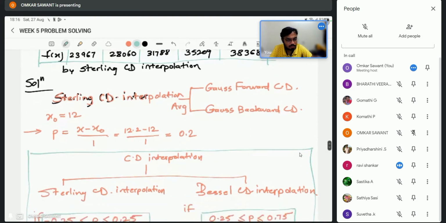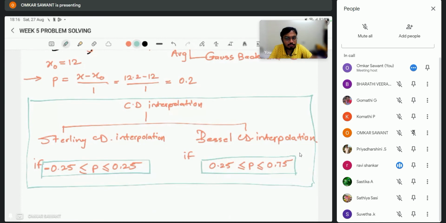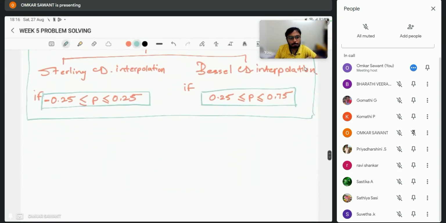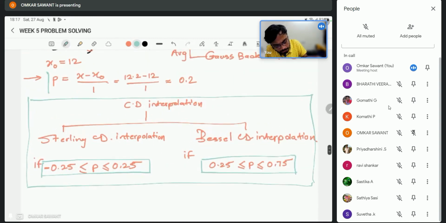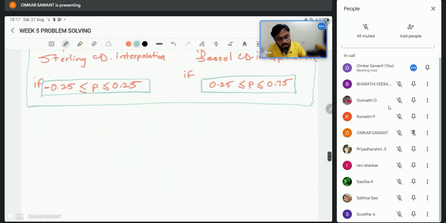Sir, your p is 0.2, but p should be greater than or equal to 0.25, so we can't. Yes, to use Bessel CD interpolation, our p should be greater than or equal to 0.25. So we can't use that, but my question was, can we use Stirling interpolation? Yes, we can use it, because the value is lying between minus 0.25 to 0.25. You have to check these things before you solve the problem.